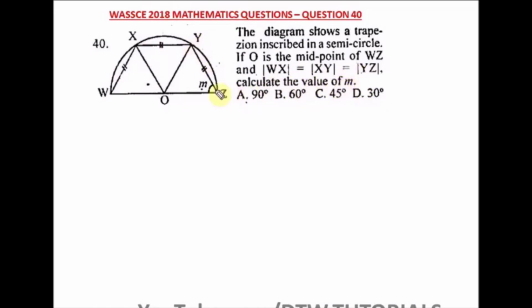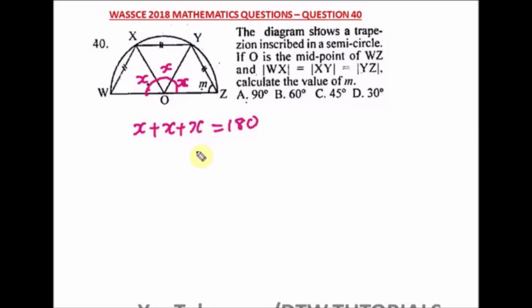Calculate the value of M. So we have to look for M. And we are told these sides are equal. So if the sides are equal, it means that these angles will be equal. So this is x, and this is x. And you remember, the sum of angles on a straight line is equal to 180 degrees. So we have here x plus x plus x is equal to 180.